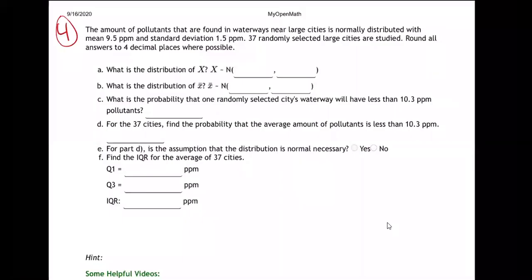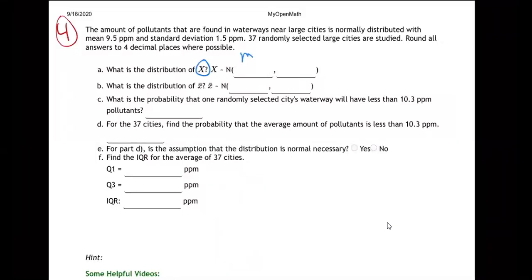Okay, so number 4. The amount of pollutants that are found in waterways near large cities is normally distributed with mean 9.5, standard deviation 1.5. 37 randomly selected large cities are studied. Round all answers to 4 places. Okay. So they start off and they're asking us for the distribution of X.